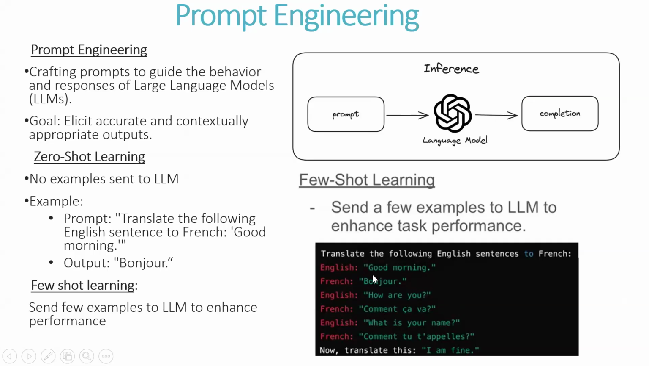If you are giving one example, it is called one shot learning. If you don't give an example, it's called zero shot. If you are giving two, it's a two shot. Multiple means few shot learning.